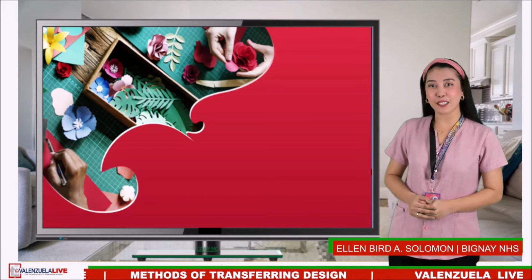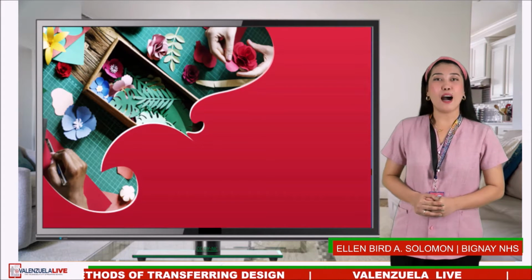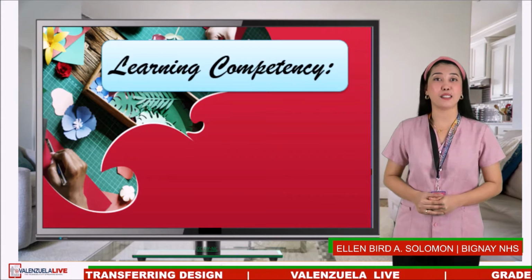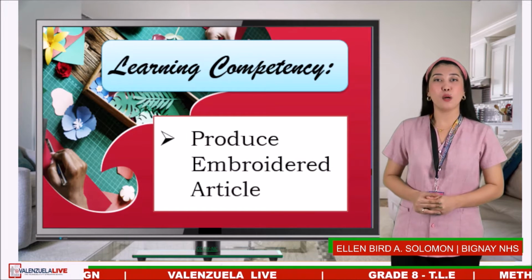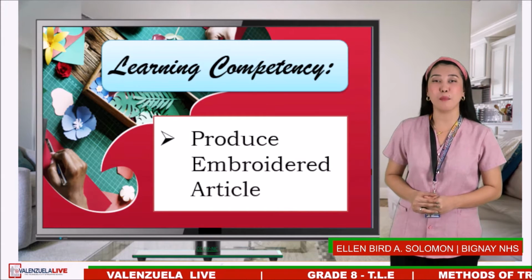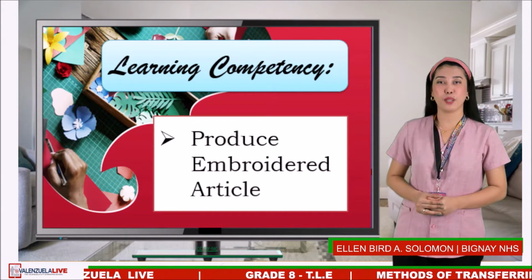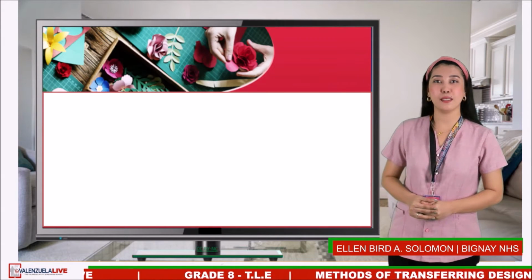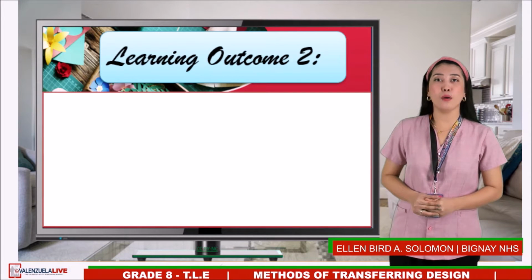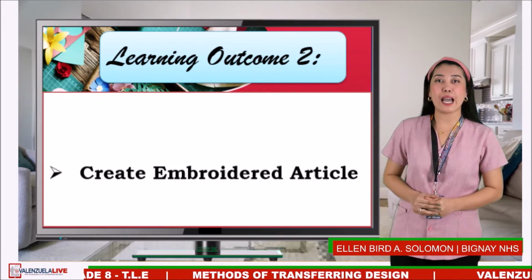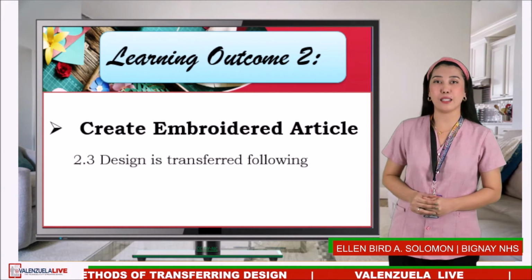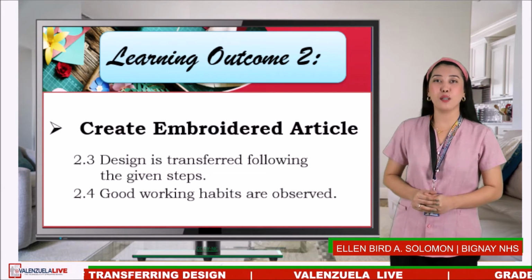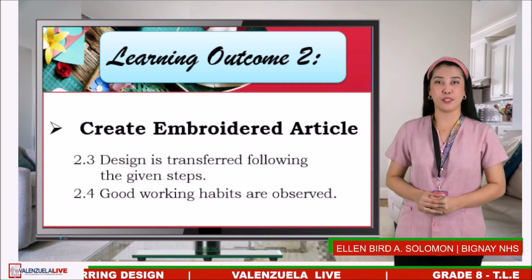Great! Let's get started! Our lesson for today is based on MELCs, or most essential learning competencies, which is to produce embroidered article. With learning outcomes, LO 2.3, design is transferred following the given steps, and LO 2.4, good working habits are observed.